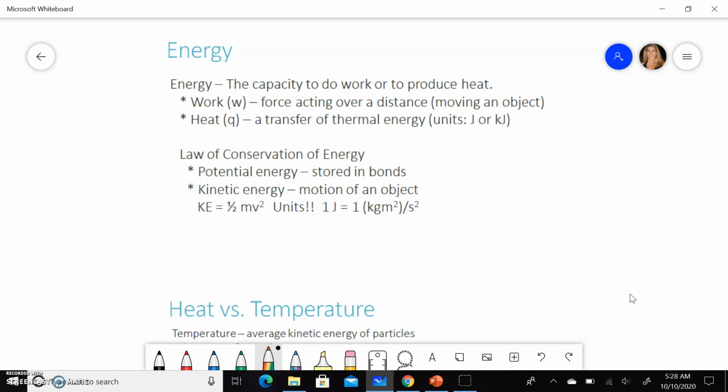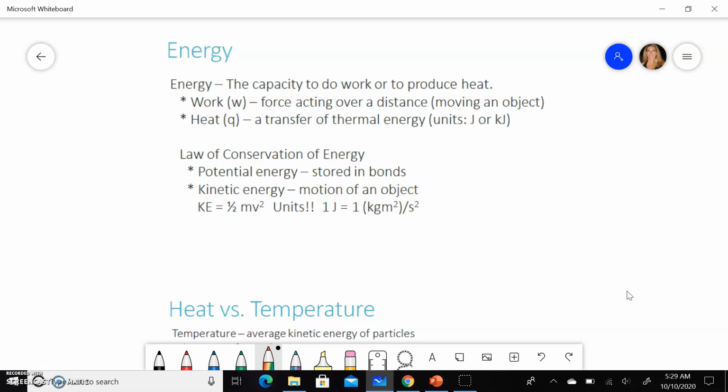So the potential energy in terms of chemistry is going to be talking about the energy stored in the bonds, and kinetic energy is the motion of an object. The equation for kinetic energy is 1/2 mv squared, and this is on your reference packet, which means that there's a good chance you'll be asked about it. And there are some homework problems that you're going to do that involve this equation too, that ask you to calculate the kinetic energy of the particles.